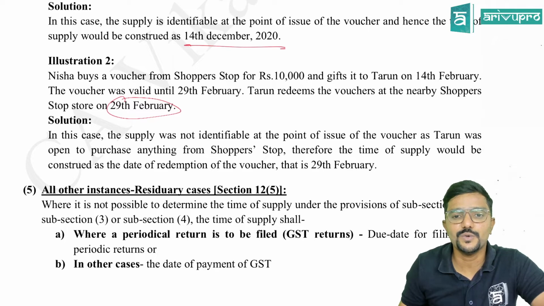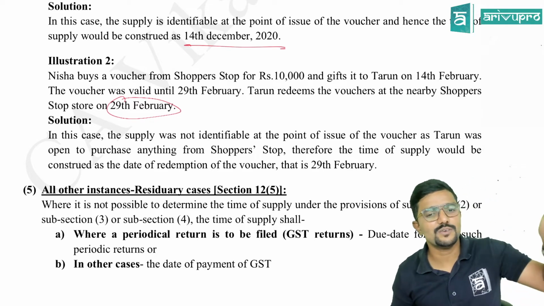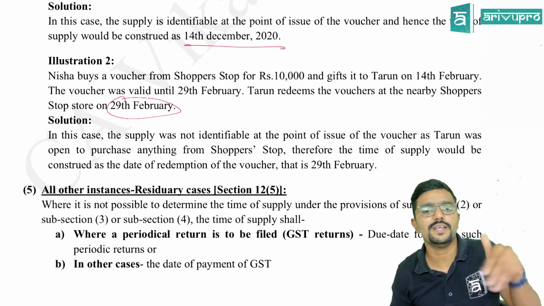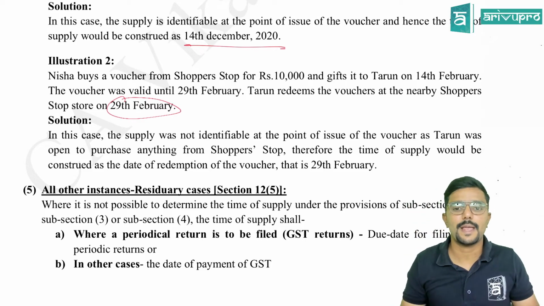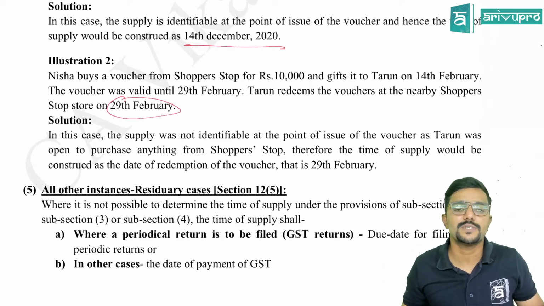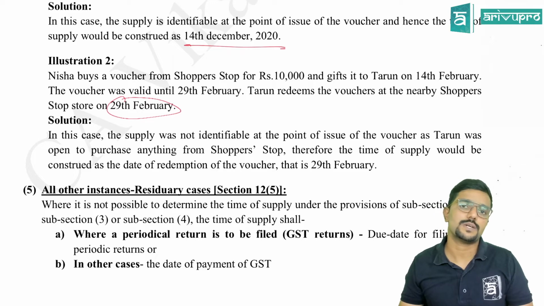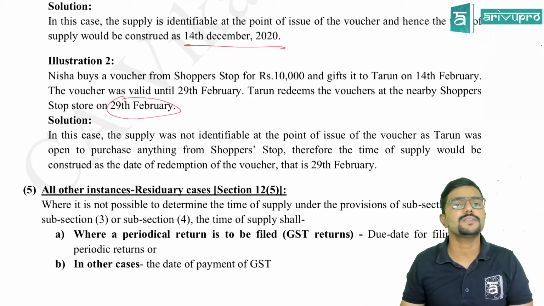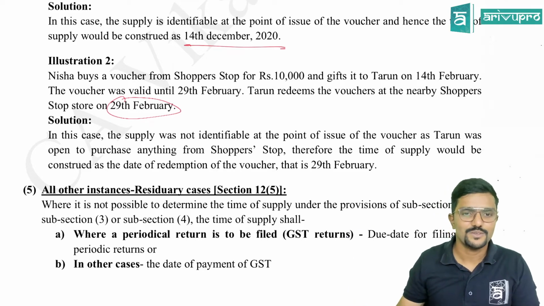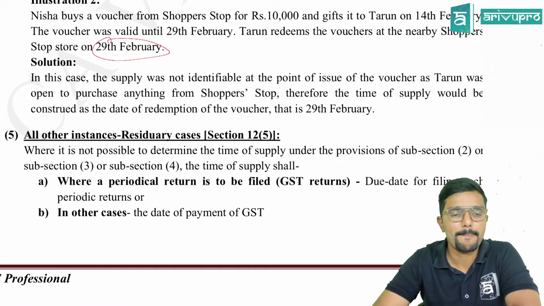Actually, the date of issue is not given, so it is assumed that it is 14th only. Nisha purchased the voucher on 14th February and issued it to Tarun. Okay. The date of issue is 14th February and the date of redemption is 29th February. Now, was supply identifiable? No, sir. Because there are a lot of things which you can purchase in Shopper Stop. Agree? So a Shopper Stop voucher means you can use it to purchase anything in Shopper Stop. So, unidentifiable.